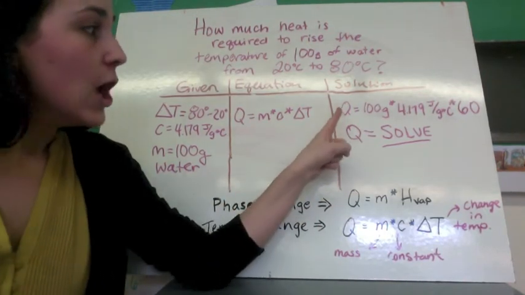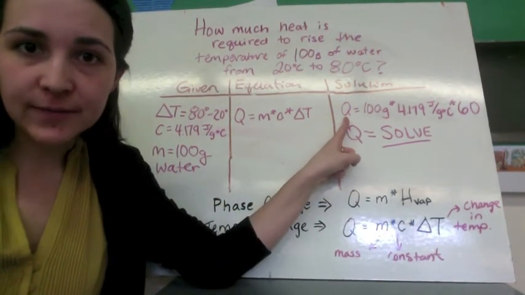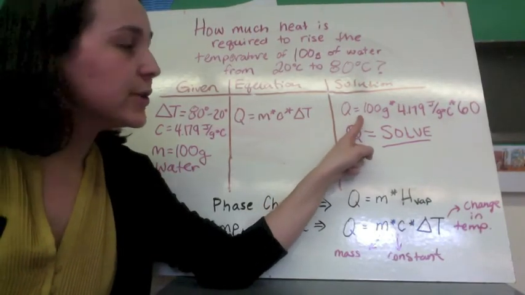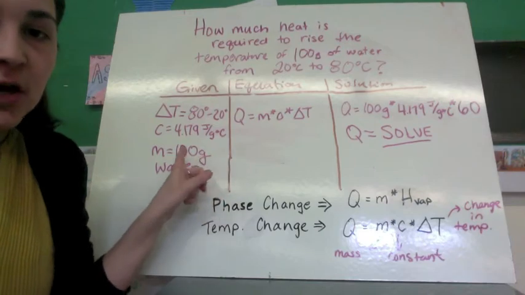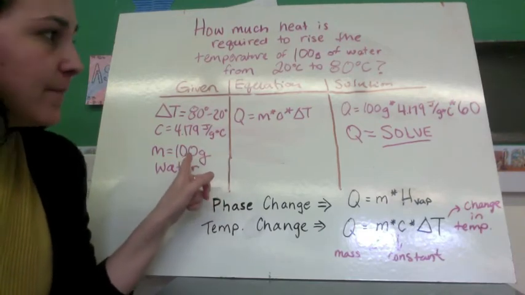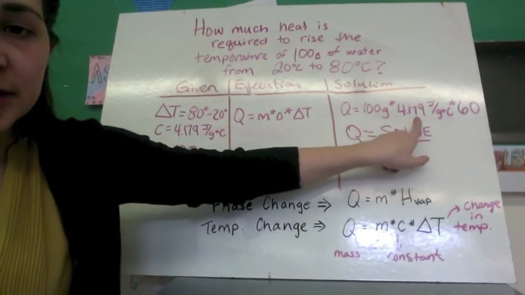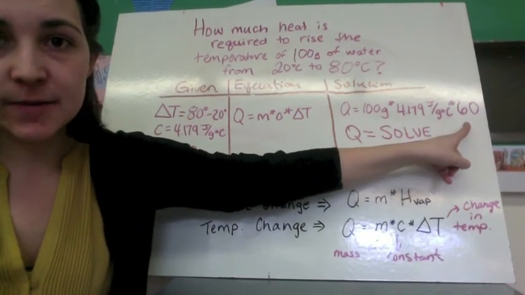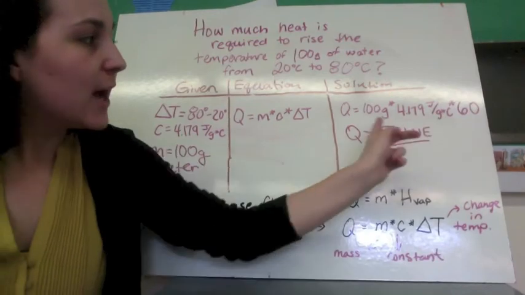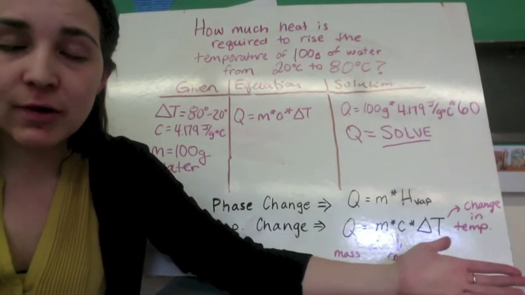So here we have Q. If we're plugging it all in, Q is equal to our 100 grams, or our amount from the problem, times our constant value, times our change in temperature, which in this case is 60. So what you can do is plug that all into your calculator and solve for it.